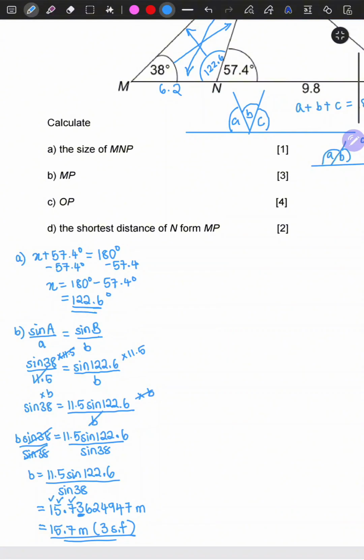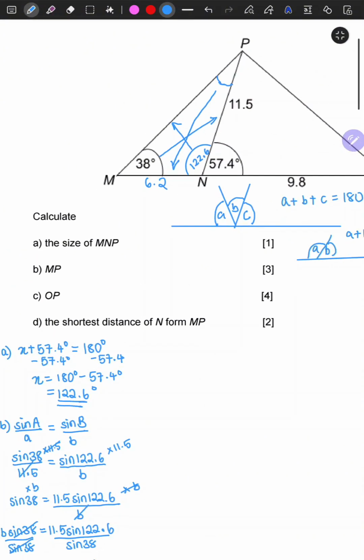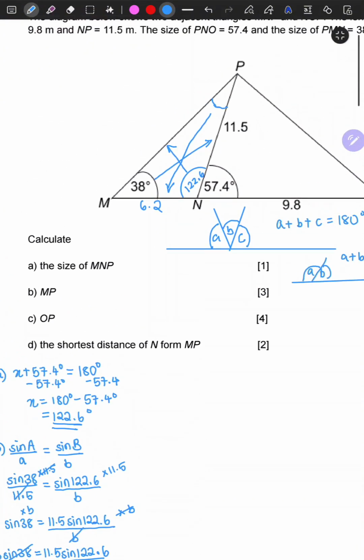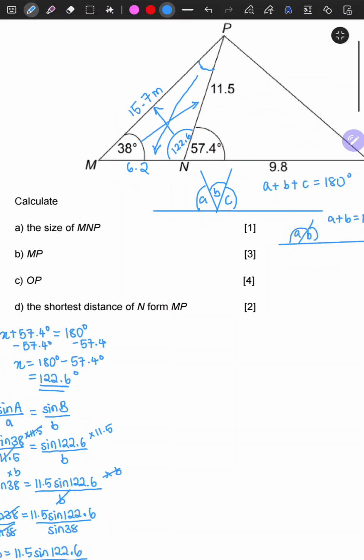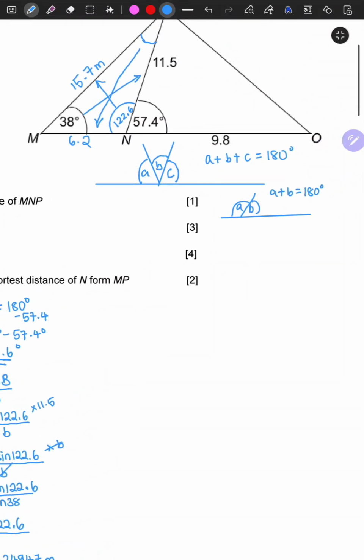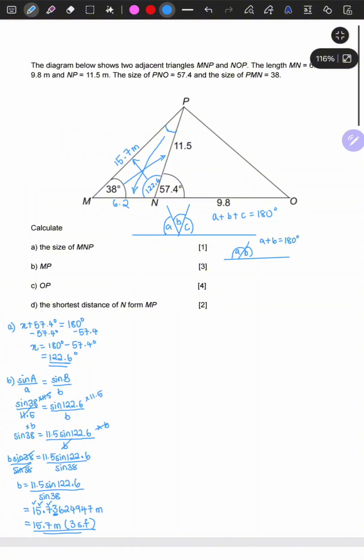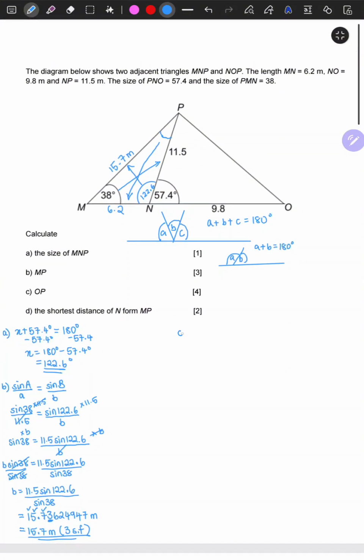The next thing that we're going to do is the next question. I think we can even label this, so let me label it 15.7 meters. So let's move on to the next one. It then goes on to say, let me write it here, C.